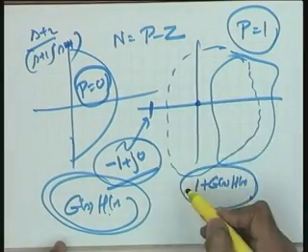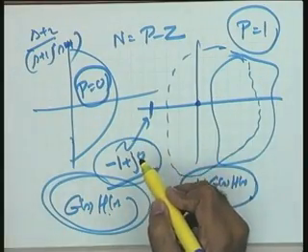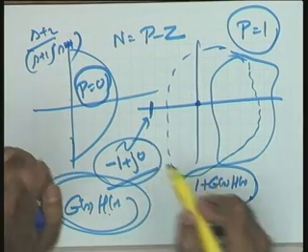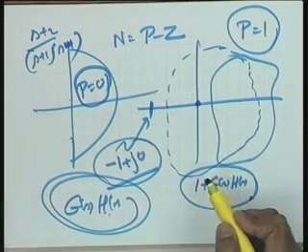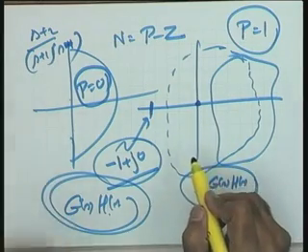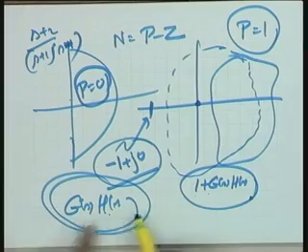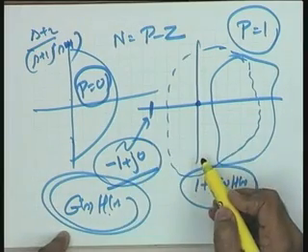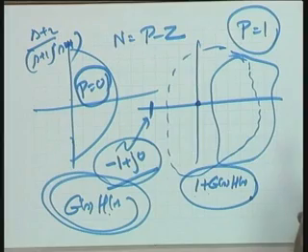It should encircle the minus 1 plus j0 point once. It's not enough. Once in the counterclockwise direction. Statement once is not enough, please. For this system to be stable under closed loop operation, the GsHs plot should encircle the minus 1 plus j0 point once in the counterclockwise direction.